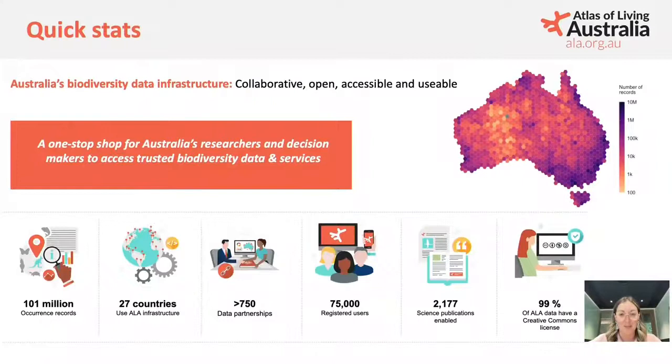The Atlas of Living Australia is a one-stop shop for researchers and decision makers to access trusted biodiversity data and services, and we really pride ourselves on being collaborative, open, accessible, and usable. For example, currently the Atlas has over 100 million species occurrence records, of which nearly all is open and freely available for you to use. The ALA shares infrastructure with over 27 different countries and has over 750 partnerships. Our data facilitates incredible research and has been used in over 2,000 scientific publications.